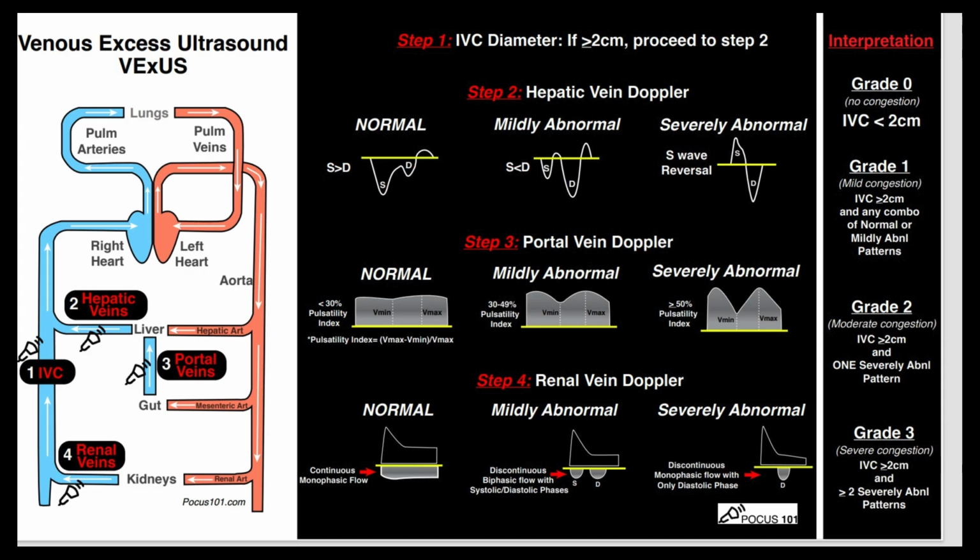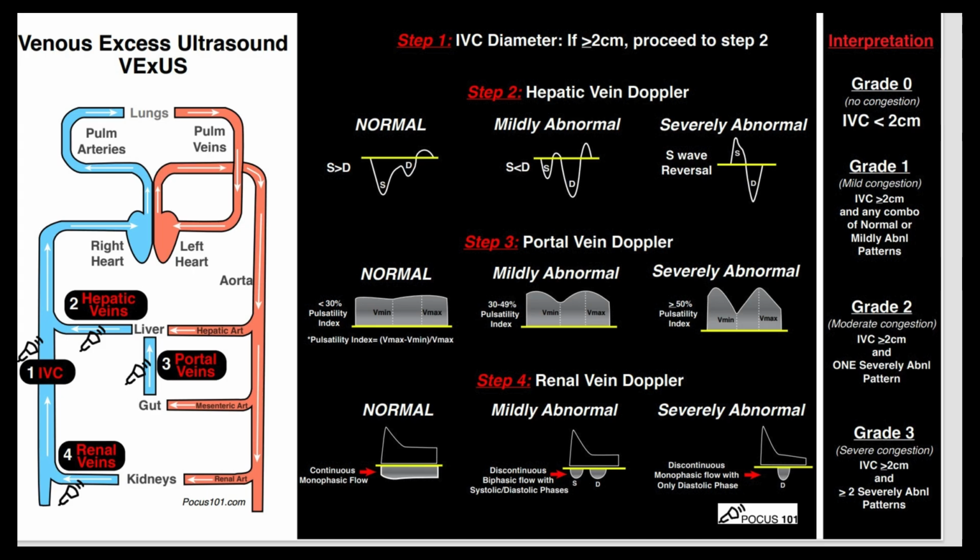But if the IVC is more than 2 centimeters, then there are 3 areas that you look for. One is the hepatic vein. I'm not going to go into the details. I can show you practically how to do it. It's actually not that difficult. You put a Doppler on the hepatic vein, which is very easy to see on the ultrasound, and it's blue.